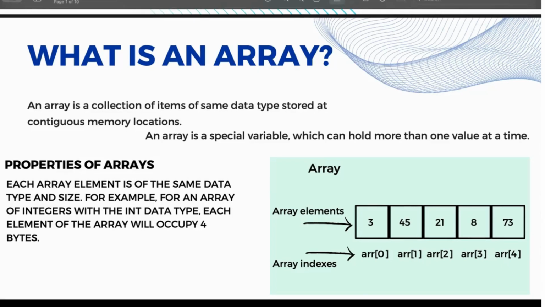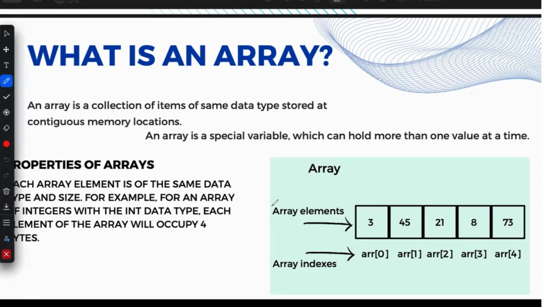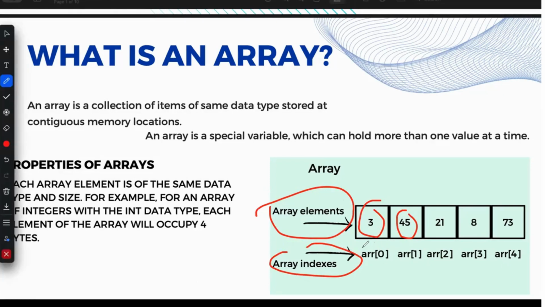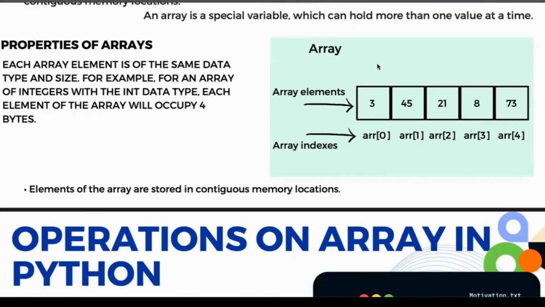This is the array element, which is representing 3, 45, 21. And the array index is the position of these particular elements, like array 0, array 1, array 2, array 3, and array 4. I'm moving to the next slide.